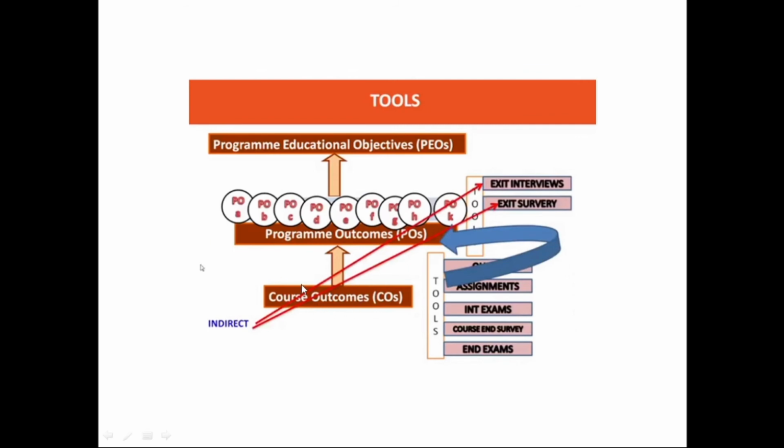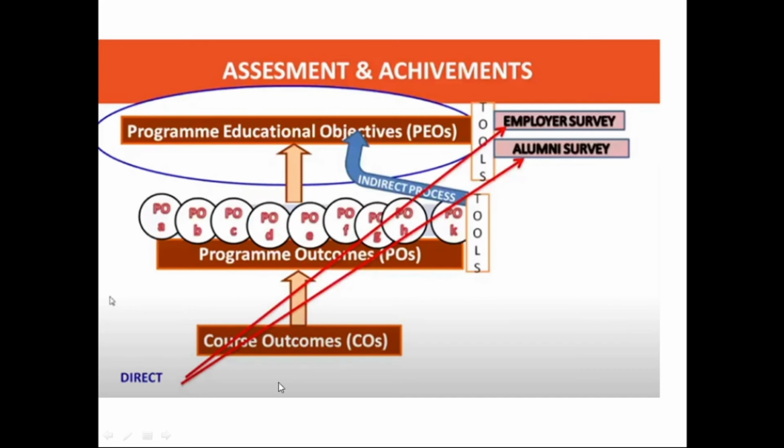Then after the course outcome, we have to evaluate the program outcome. There are A to K, that is 12 program outcomes. There is direct assessment based on the examination and other things, and indirect assessment based on the exit interview, course exit, or program exit survey. Then we go for the program educational objective. Here, direct assessment will be applied through the survey and alumni survey, and indirect assessment will be for the PEOs.